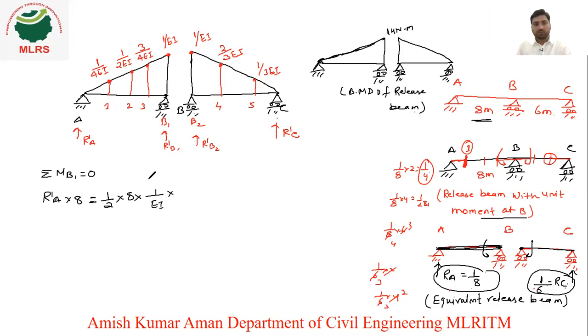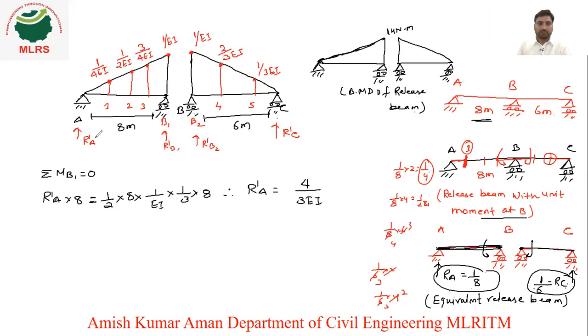EI. Into, from here we are taking then 1/3 into the distance. From here to here it is 8 meter, right? And from here to here it is 6 meter. So into 8. So from here you will get R dash A value is equal to 4 upon 3 EI, right? There we have got this RA and RC value, right?